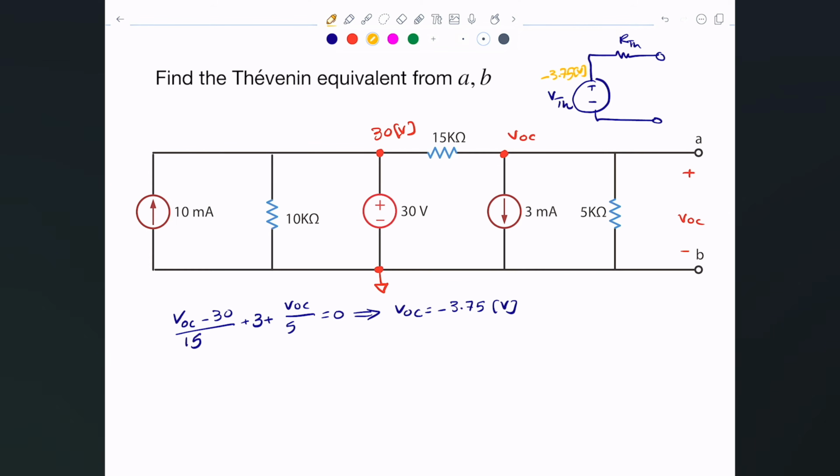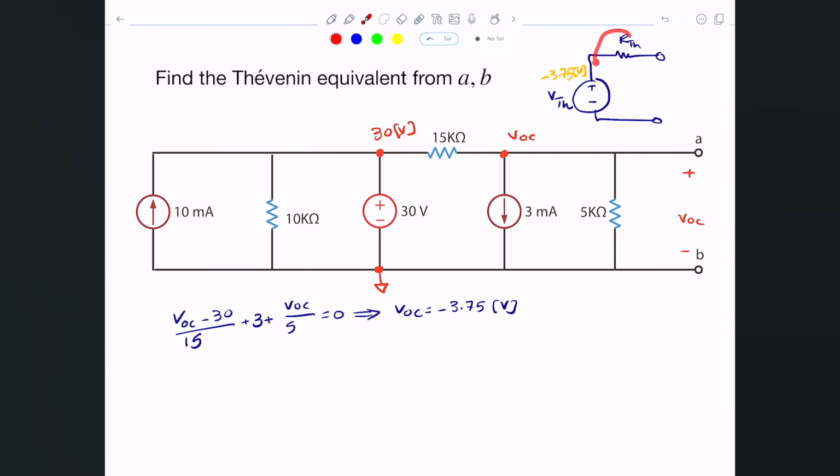By negative meaning, usually in Thevenin the positive is on the top and the negative at the bottom. By negative meaning, my assumption is just wrong. It's actually the opposite. But anyway, regardless, we just keep it this way and we continue. So that's V open circuit. So we're done with step one.